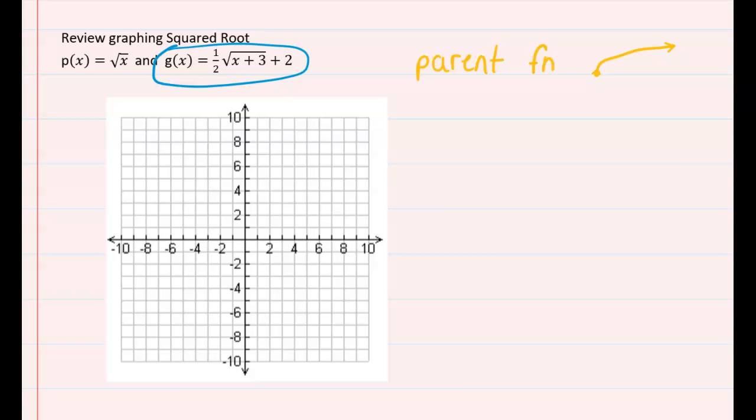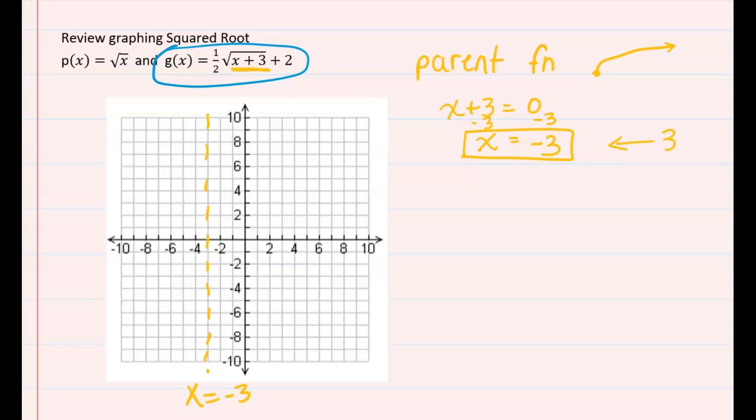Let's take a look at what our transformations are. We can see that inside we have a horizontal shift, so I'm going to do x plus 3 is equal to 0. Solving for x, it says subtract 3 from both sides. I get minus 3. So I'm going to go 3 units to the left. We can actually start graphing that. X is equal to negative 3 is right here, a vertical line.